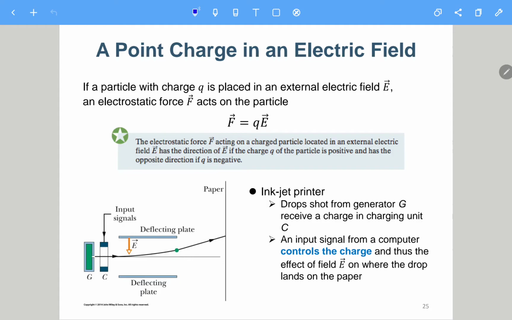An application of the E-field, which is the inkjet printer. Inkjet printer 就是喷墨打印机。This one is the original definition for the E-field, which means that suppose we have an E-field, and if we have a charge inside this E-field, then there will be an electrostatic force acting on this charge. If this charge is positive, it will follow the E-field. If it is negative charge, the direction of the force will be opposite to the E-field.